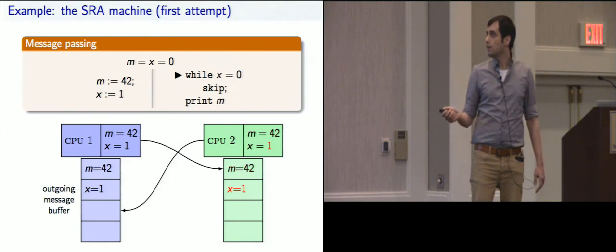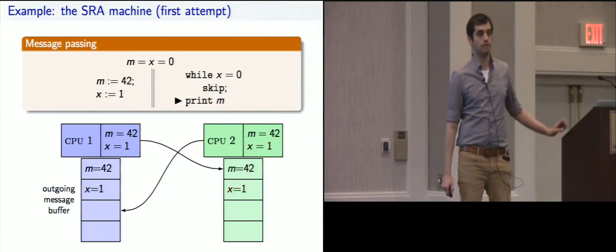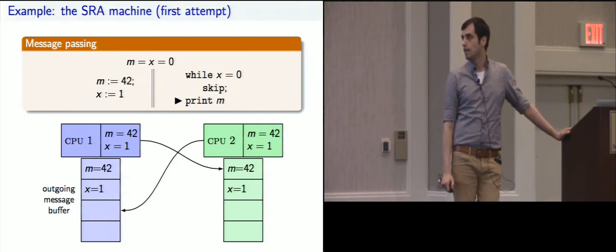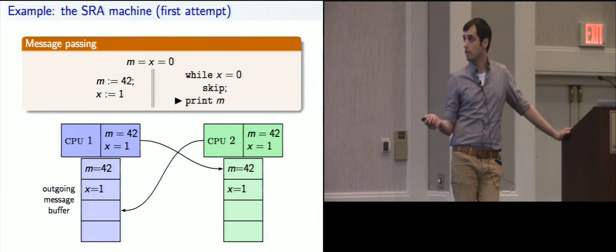And now it will get out of this while loop because it has now X1, and it prints M. The value that will be printed is 42. The reason it works is because the order in which the messages were issued in this queue is exactly the order in which the other CPU took them. So we cannot have a different value for M.